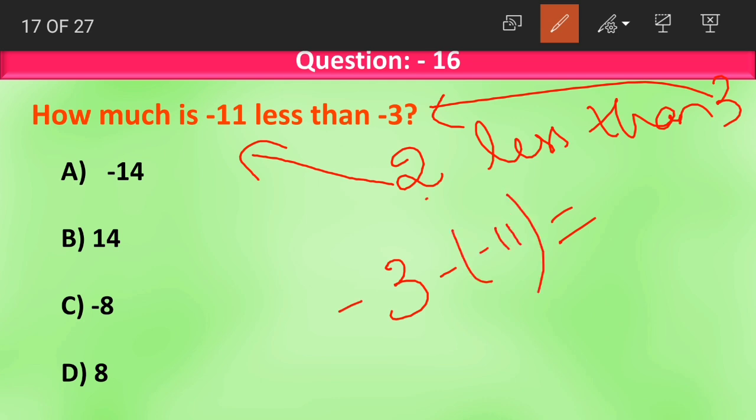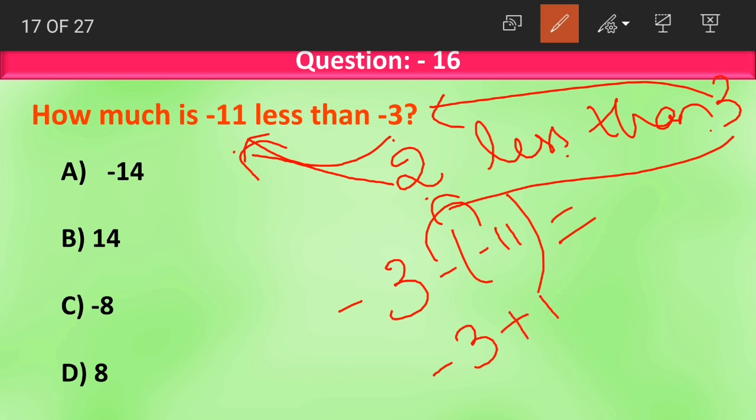Understood? When we said 2 less than 3, what did we do? We did 3 minus 2. In the same way, when we say minus 11 less than minus 3, we should subtract minus 11 from minus 3. Minus 3 minus of minus 11. Understood, class? Minus 3 minus of minus 11. Minus into minus becomes plus 11.